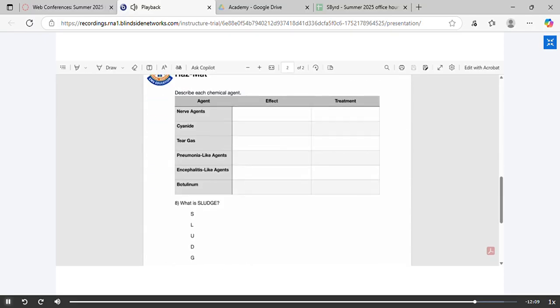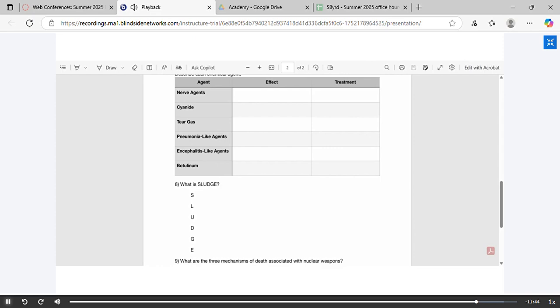Looking at a couple more things, some chemical agents. You've got your nerve agents, your cyanide, your tear gas. We're just going to go through this real quick. Nerve agents block the enzymes in your nervous system, and it causes your organs to become overstimulated and basically burn out. You're going to have SLUDGE symptoms, which is actually number 8 down here. SLUDGE stands for salivation, lacrimation, urination, diarrhea or defecation, gastrointestinal upset, and emesis.